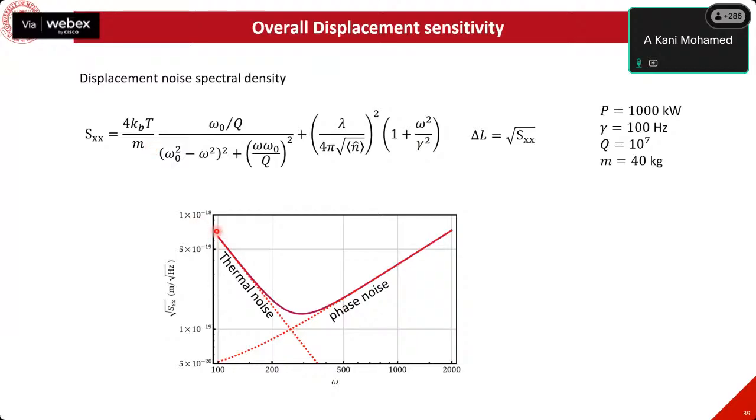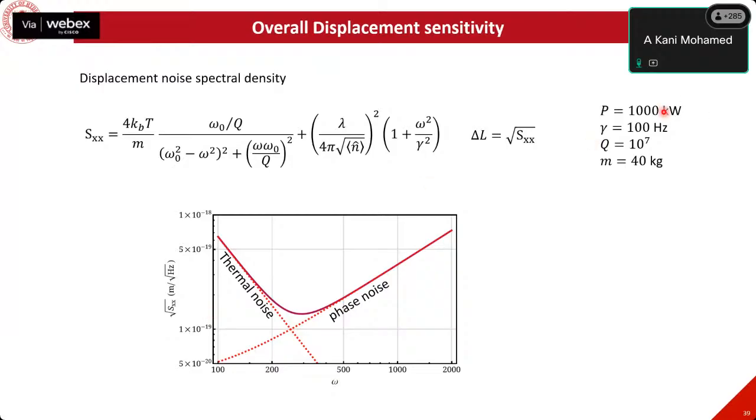So this is the thermal noise. Here I have plotted the thermal noise as a function of frequency, and this is the thermal noise in the mechanical element, and this is the phase noise in the high power laser, and the overall sensitivity is plotted on the line. So the minimum sensitivity that we can achieve is of the order of 10 to the power minus 19.